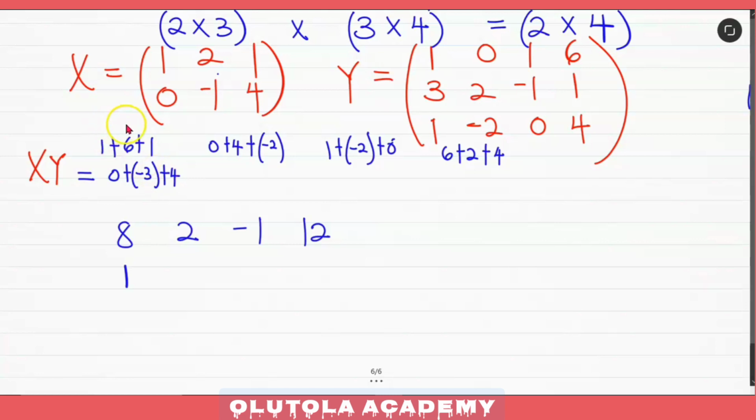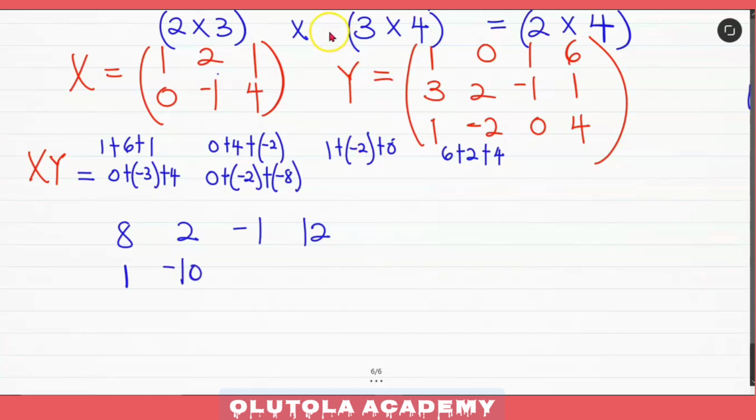So we go again. We have this row. This row multiplies this column. We have 0 times 0 is 0. We have negative 1 multiplied by 2, we have negative 2, plus we have 4 here. 4 multiplied by negative 2, that will be negative 8. So this will give us negative 10.